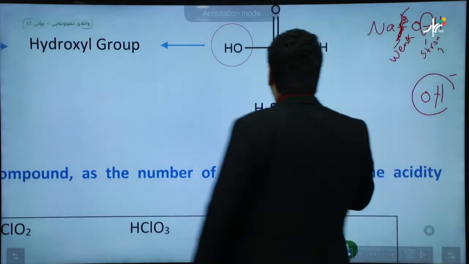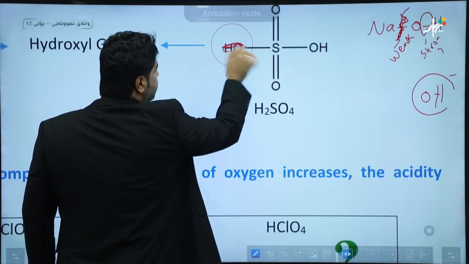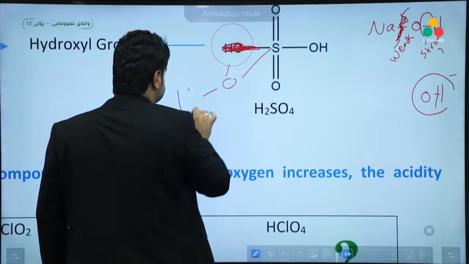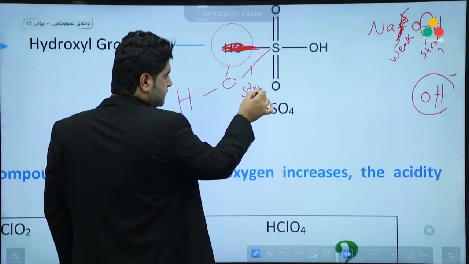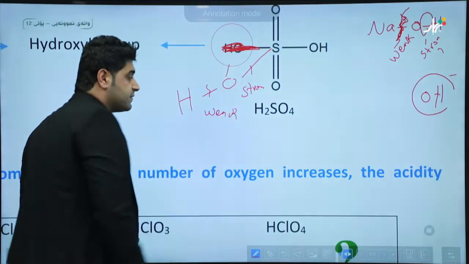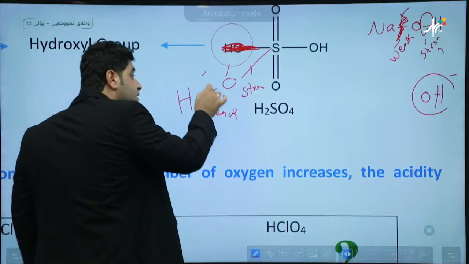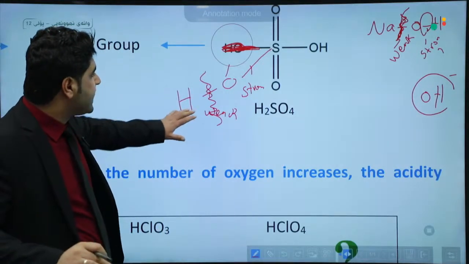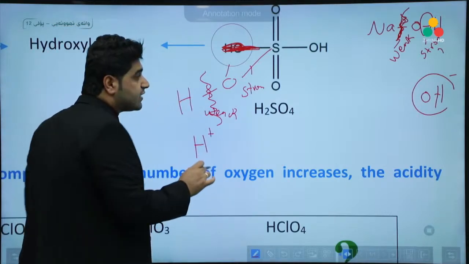But for H2SO4, look, I'll delete that one. This is O, this is H. Here we have a strong bond. Here we get a weak bond. So which of them can break easily? Well, the weaker. That's why in here we have the splitting process. That's why the aqueous solution of the acid yields H plus instead of OH.